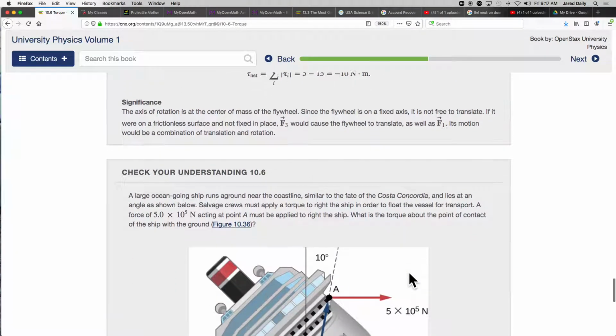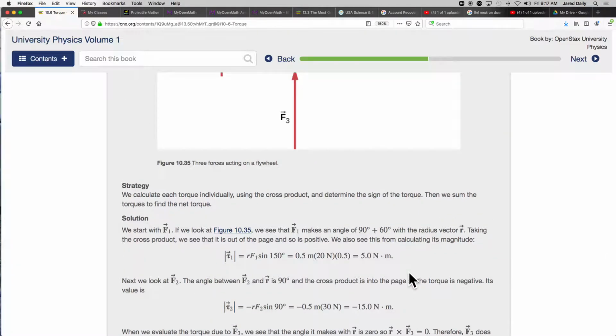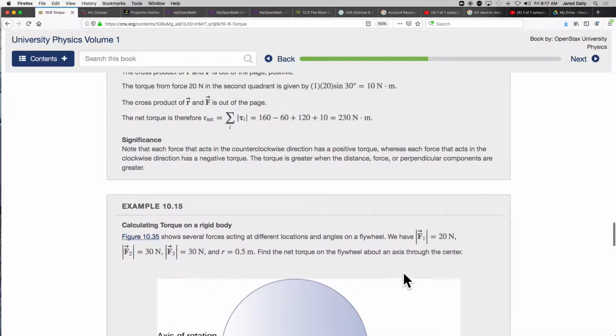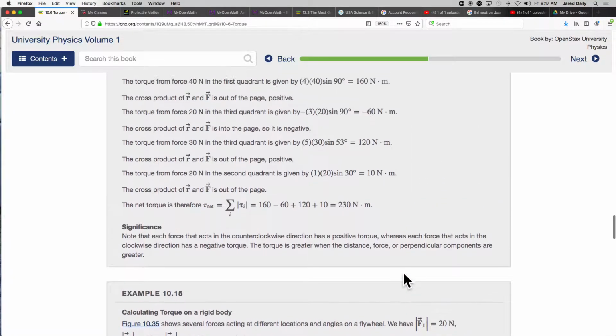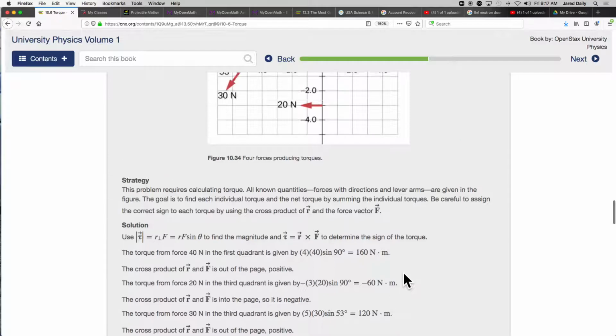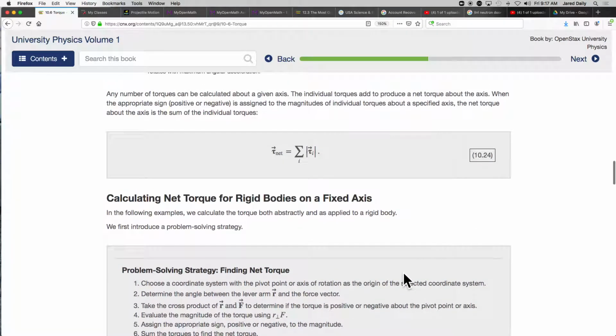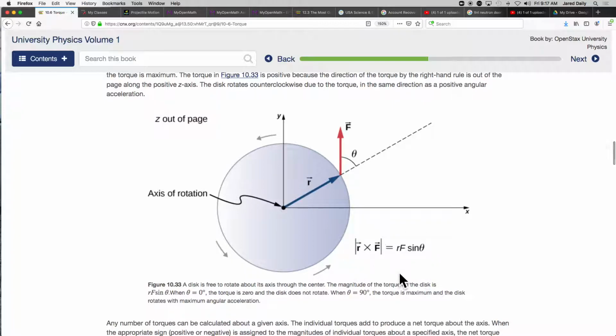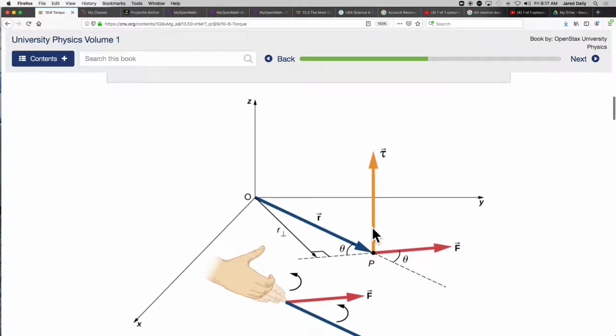And the magnitude of the cross product looks like this. Let's see, where is it? We don't have the formulaic version of it. Here it is. So the magnitude of the cross product of the two vectors ends up being the r vector magnitude times the force vector magnitude times the sine of the angle between them. So that tells you the length of this torque vector, or the length of the cross product.